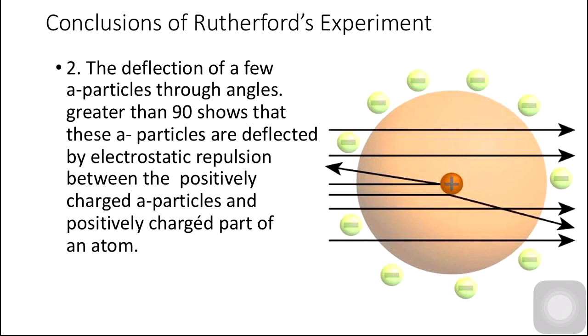According to the second conclusion, the deflection of a few alpha particles through angles greater than 90 degrees shows that these alpha particles are deflected by electrostatic repulsion between the positively charged alpha particles and the positively charged part of an atom. In this statement, the word deflected means change of direction after hitting something, and electrostatic repulsion means moving away from each other due to the same charges. Here the same charges are the positive charge of the nucleus and the positive charge of alpha particles. To understand this statement, look at this diagram.